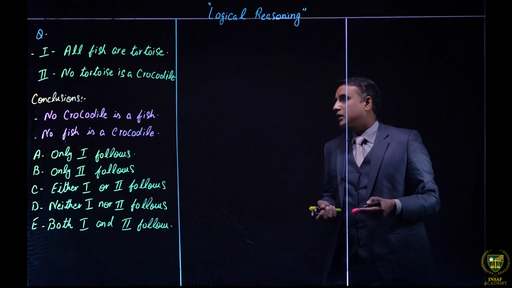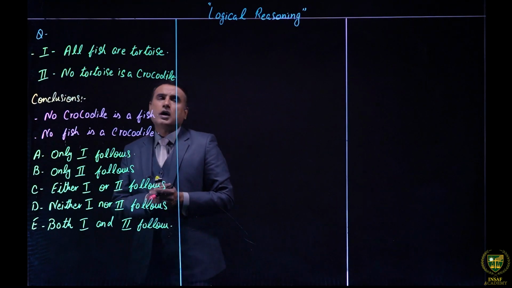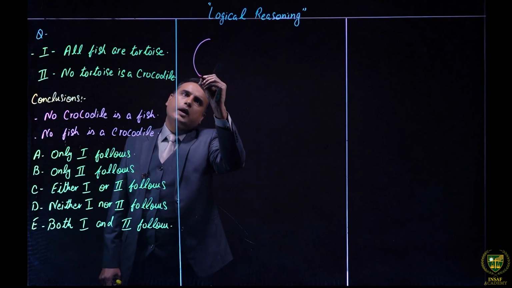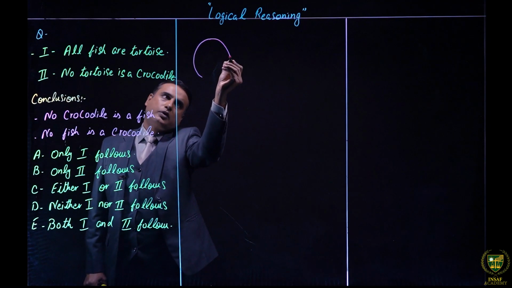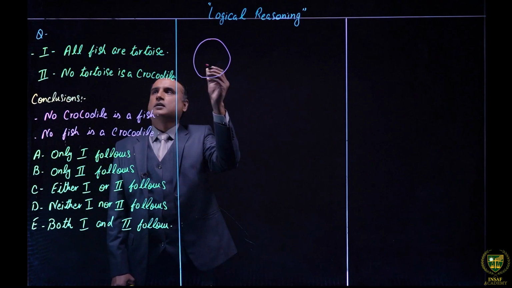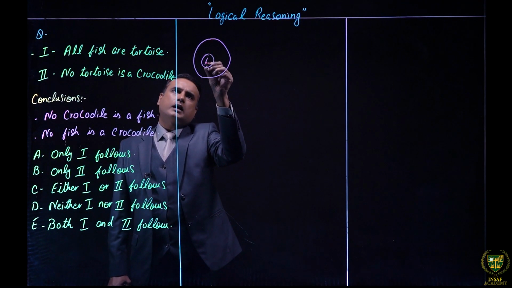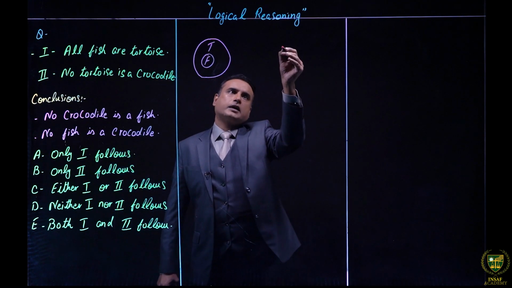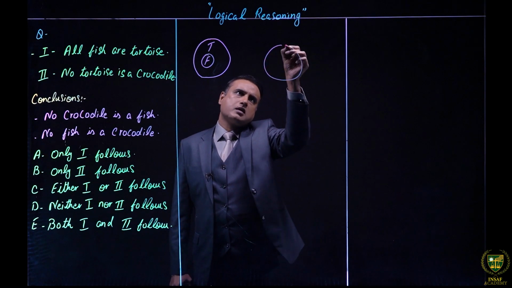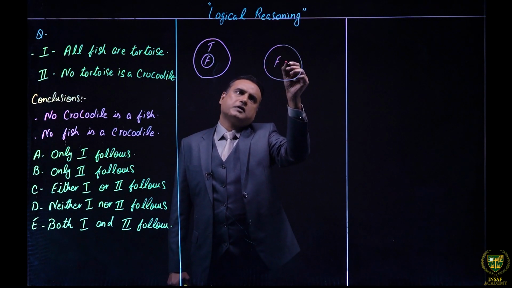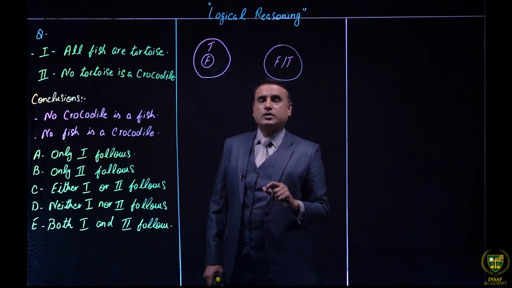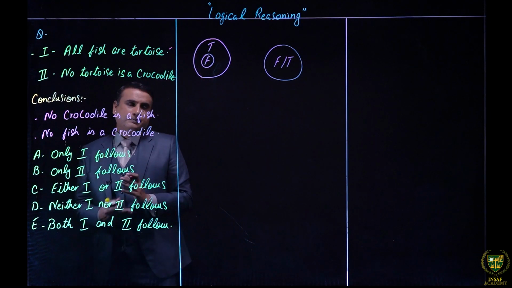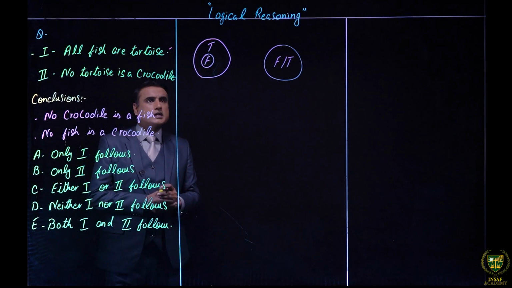So again, going back to the basics, all fish are tortoise. It can be drawn in two ways. Now you have got the expertise. That is actually fish and that is tortoise. And it can also be drawn like this. All fish are actually tortoise. So both these scenarios represent our statement one. And then no tortoise is a crocodile.